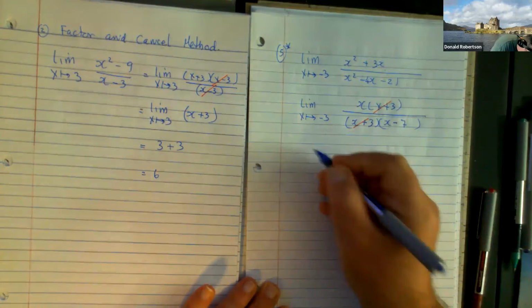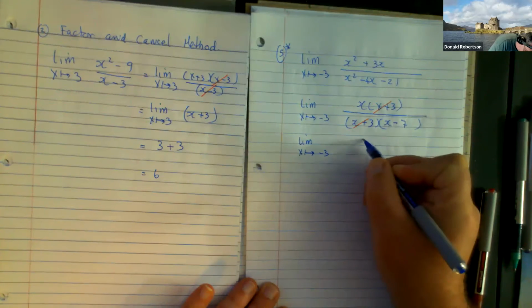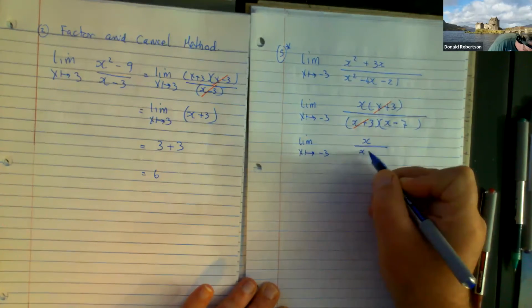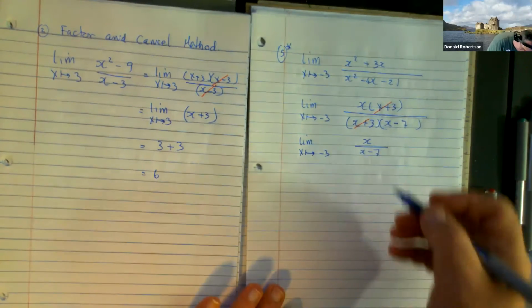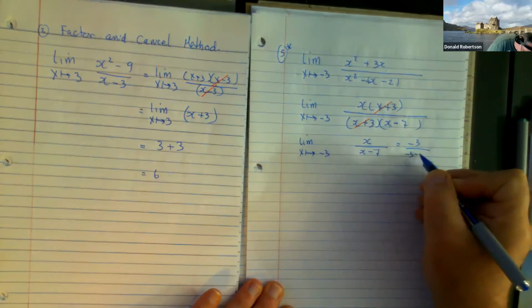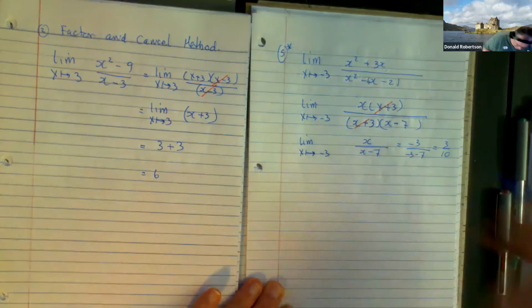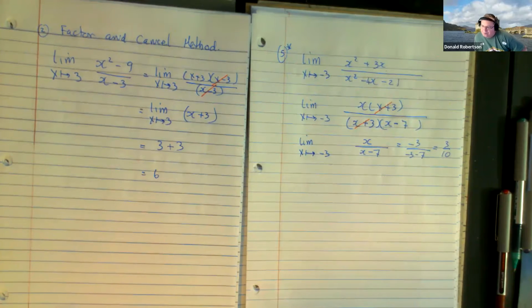1 for 1. And we get the limit as x tends to -3 of just x over x take away 7. And at this point, you can simply plug in -3. And what's that? -3 over -10, which gives you positive 3/10. Cool. We have a way of finding exact values for limits by using this method called factor and cancel.